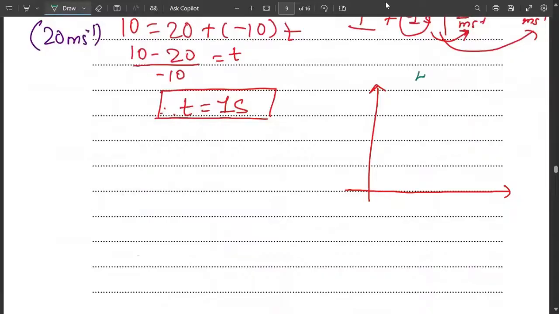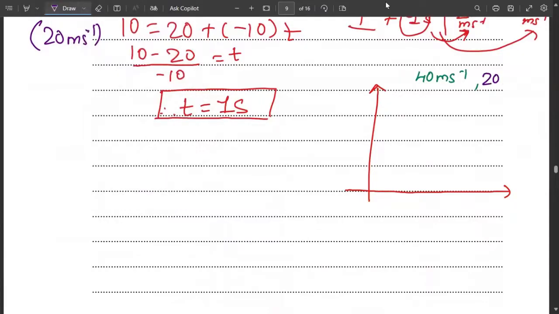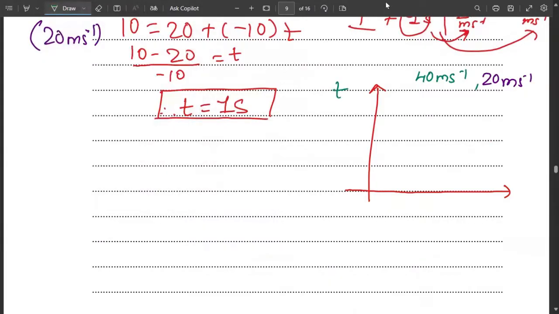The dark green will be the 40 meter per second, and the purple will be the 20 meter per second particle. Now, what will happen? We have to denote time t. Right now, what I'm doing is drawing a velocity-time graph, so I have to denote velocity in meters per second and time in seconds.